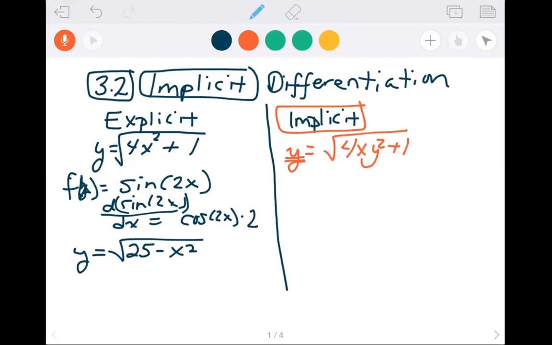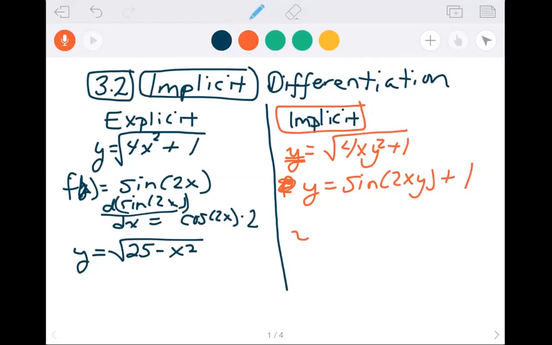Y isn't explicitly a function of x. It's an expression or a relationship between x and y. This needs a special process called implicit differentiation. Same here. Perhaps we'd have our y equaling the sine of 2xy plus 1. Again, it's not explicitly a function of x.